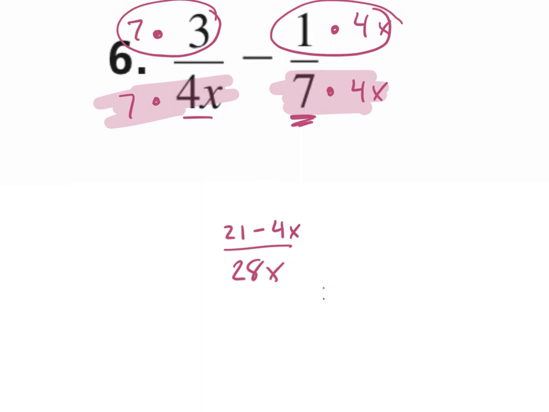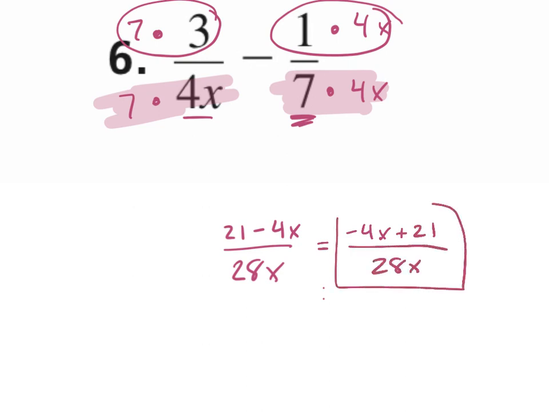Do we have anything in common here that we could take out? No. 7 and 4 aren't common multiples. So we can't divide 21 by 4, or we can't even divide it by 2. We don't have anything in common that we can pull out from these two numbers. So I'm just going to rewrite this in standard form. So this would be negative 4x plus 21 over 28x. And that is our final answer.